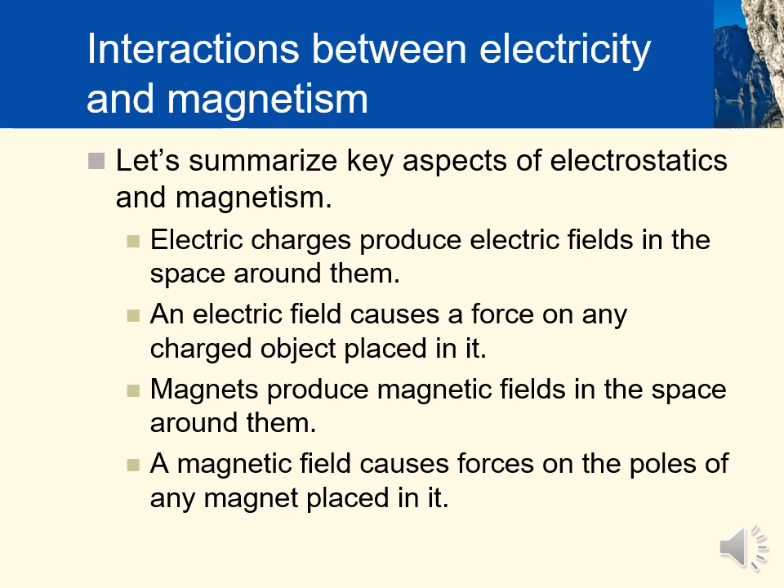Regarding the differences, each kind of charge can exist separately. We can have a single positive charge or a single negative charge. However, there is no way we can have a single magnetic monopole. The magnetic poles always come in pairs.